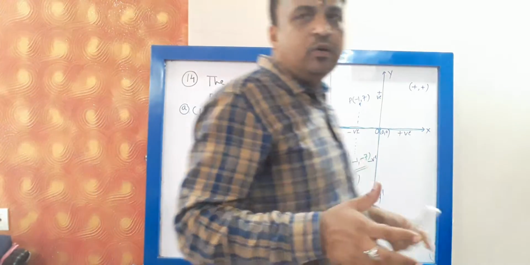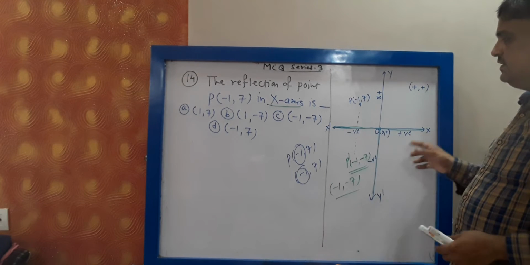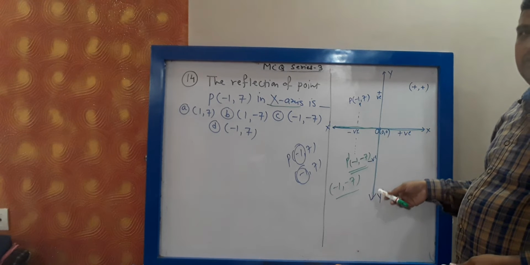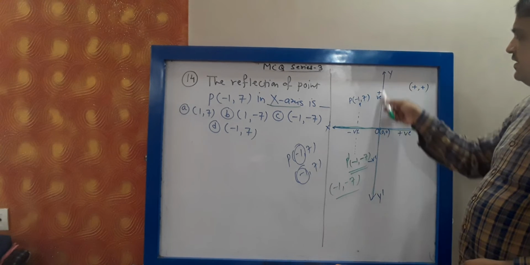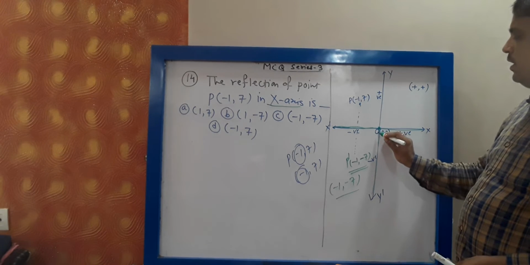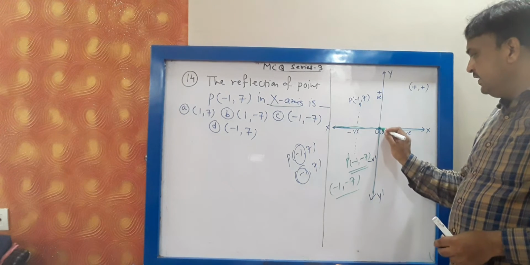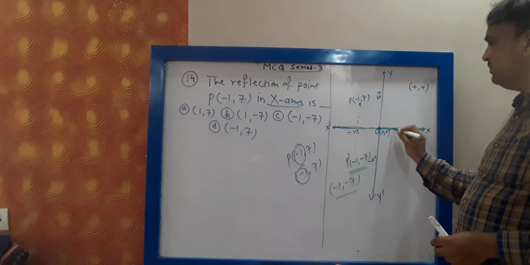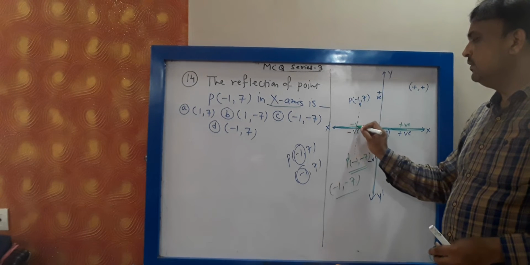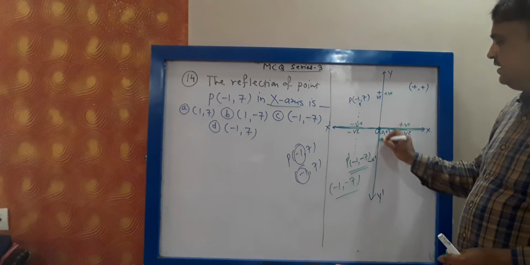So you should have the knowledge of the coordinate axes. This horizontal line is the x-axis, the vertical line is the y-axis. Where the x-axis and y-axis meet, that point is called the origin, and the coordinate of the origin is 0 comma 0. This side x is positive, this side x is negative, this side y is positive and this side y is negative.